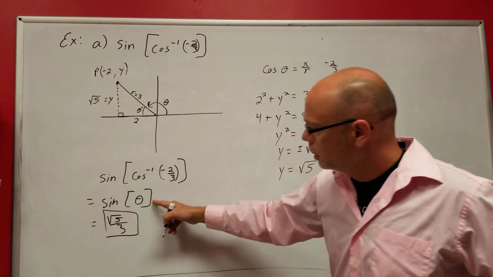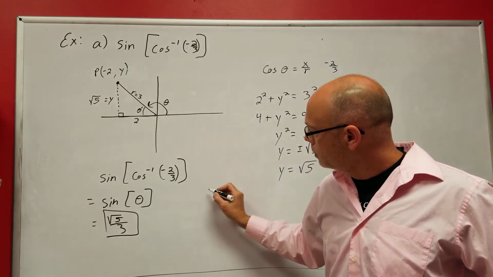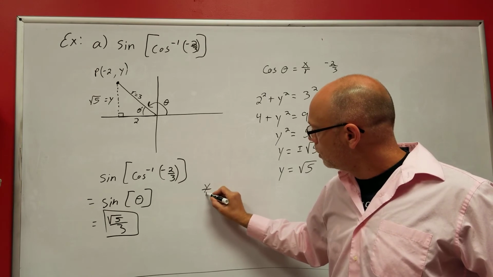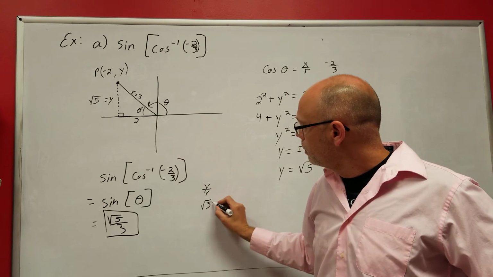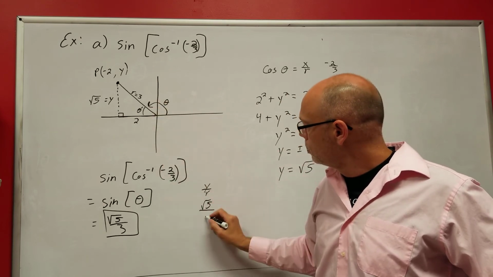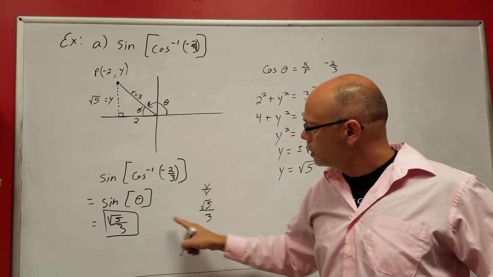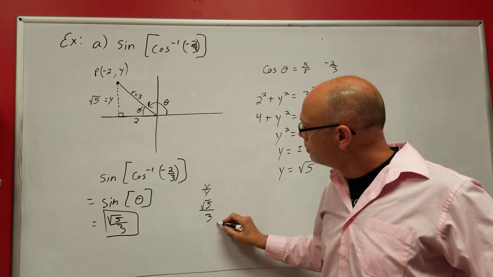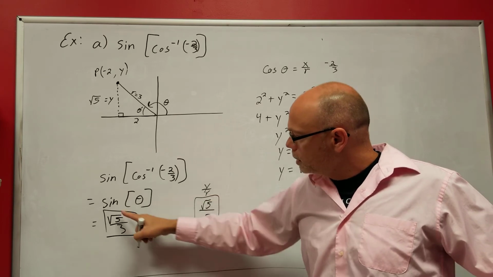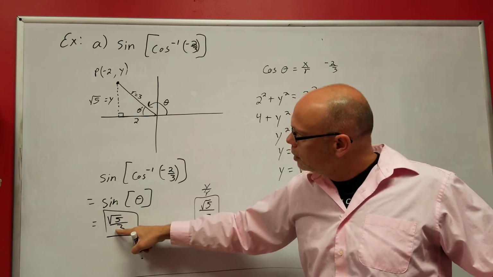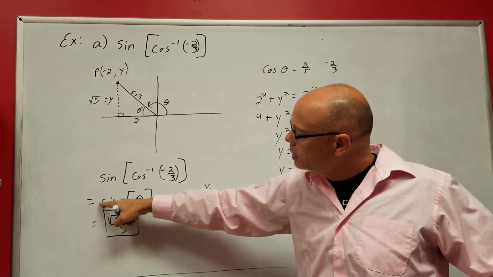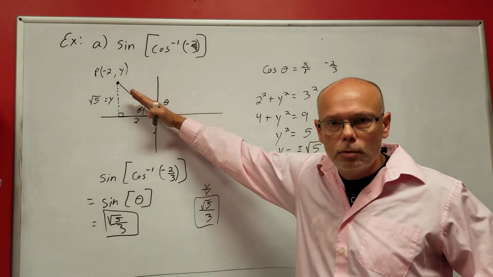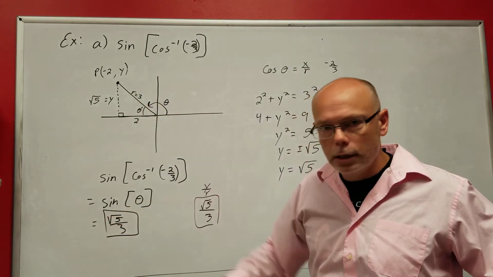Another way you could have looked at this part was sine is y over r. What was y? Square root of 5. What was r? 3. Would have given you the same value, right? Whenever you use this part though right here, make sure you consider the negative or positive. What is the sine function in quadrant 2? It's positive, so I'm good.